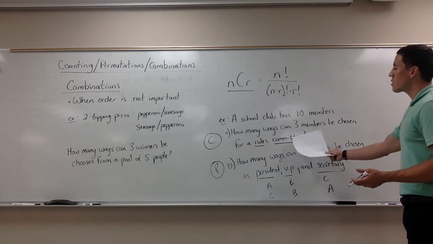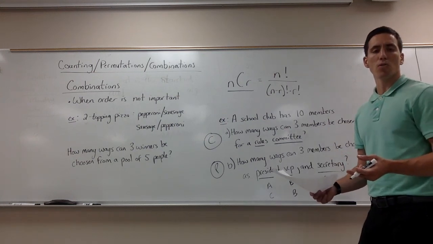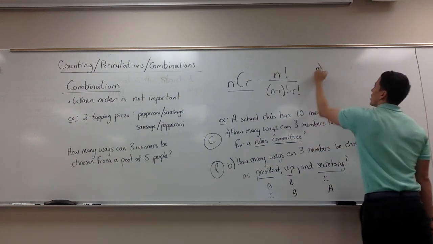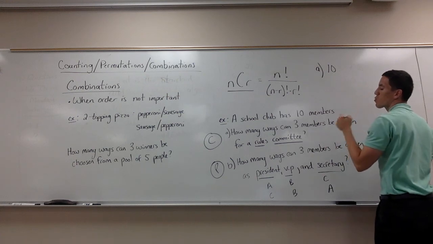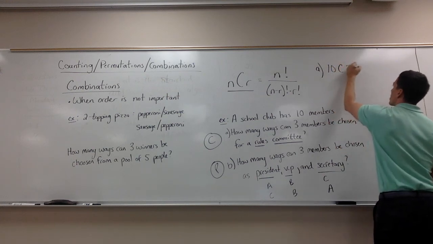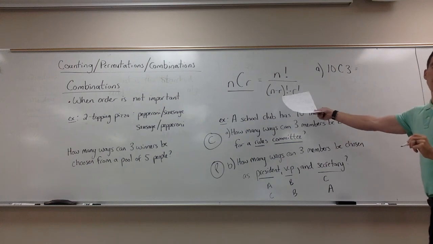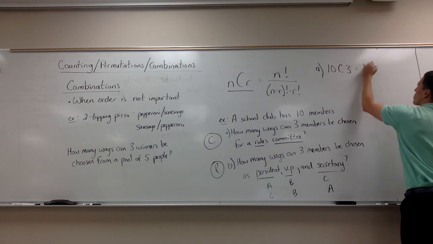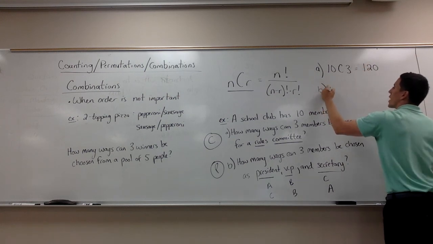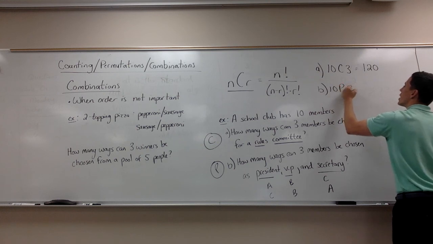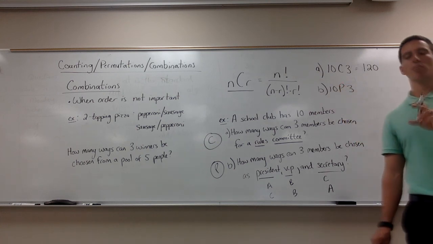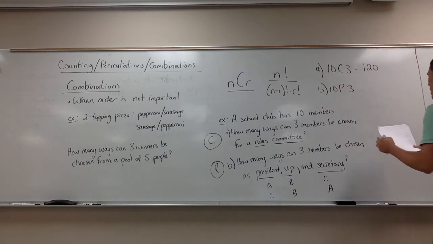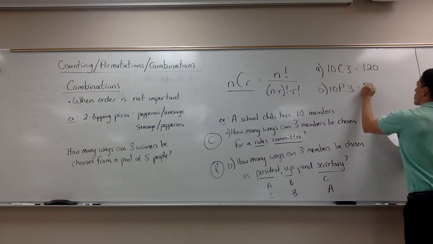Now, in both of these calculations, we need to actually come to a numerical answer. So for part A, we have 10 members that are being chosen 3 at a time using a combination. If you calculate that out, using the definition of a combination, you come up with 120. In part B, we have the same exact thing, 10 chosen 3 at a time, only instead of a combination, we're now using a permutation. So we have 10P3, and the answer is 720.